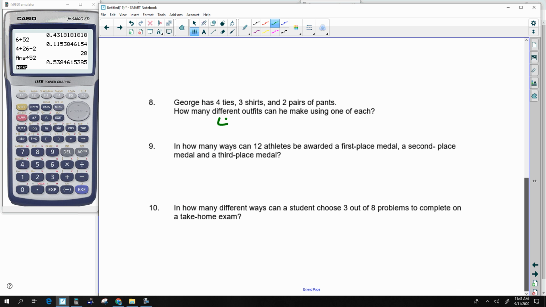George has 4 ties, 3 shirts, and 2 pair of pants. How many different outfits can he make by choosing one of each? That's 24.